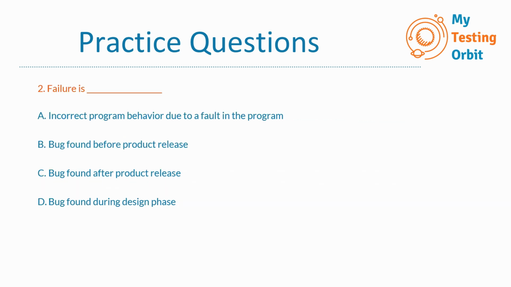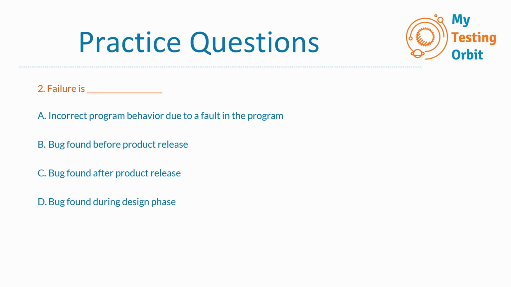Let's go ahead with the second one. Failure is, and we have options: A, incorrect program behavior due to a fault in the program, which seems to be the right one because we read that an error leads to a defect, which can be a fault or a bug, and then in operation it can be a failure. So it seems to be the right option, but let's go through the other options as well.